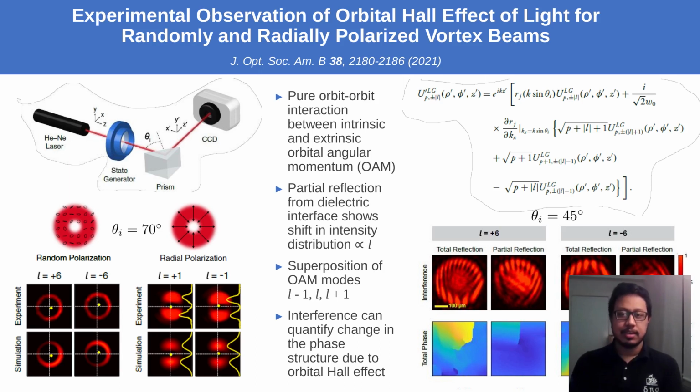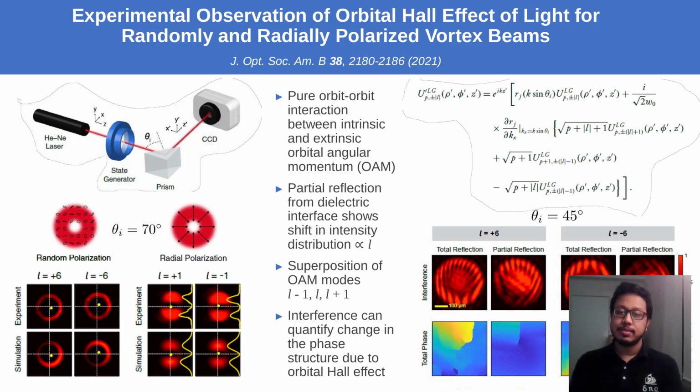This can be explained by the secondary contributions which arise from the L plus 1 and L minus 1 sidebands. They decrease the phase gradient in comparison to the pure L phase structure. And this interferometry scheme also provides an alternative approach to study orbit-orbit interactions.